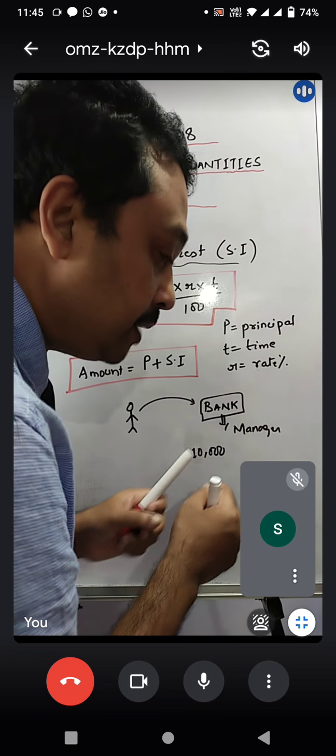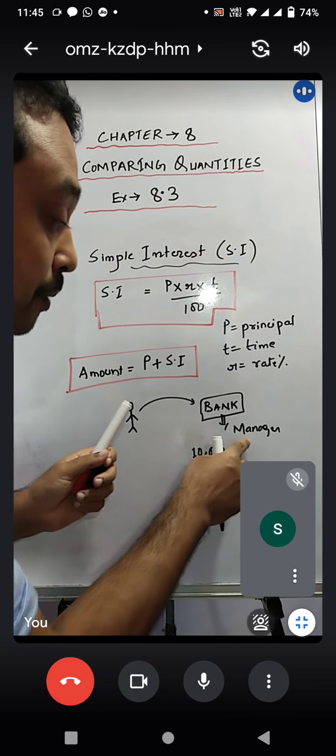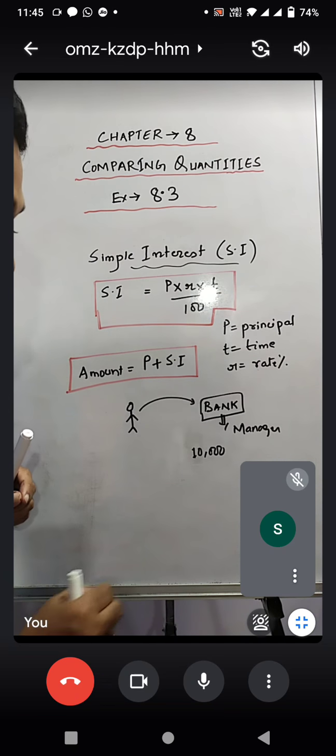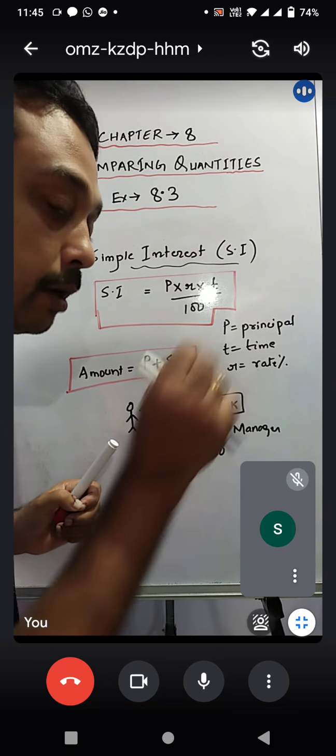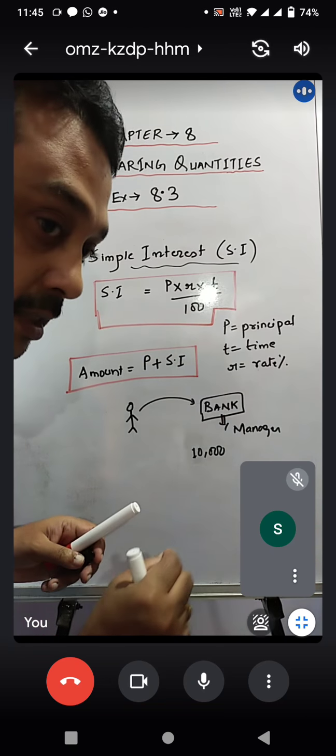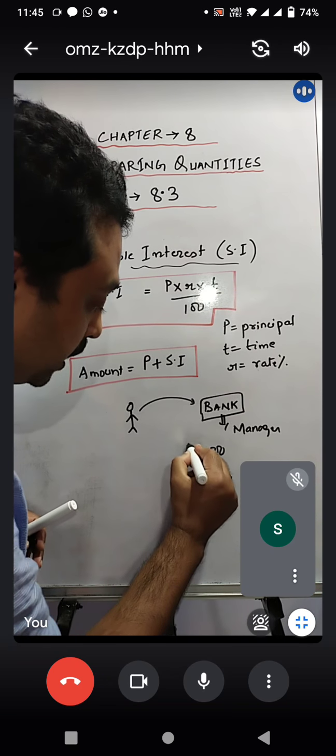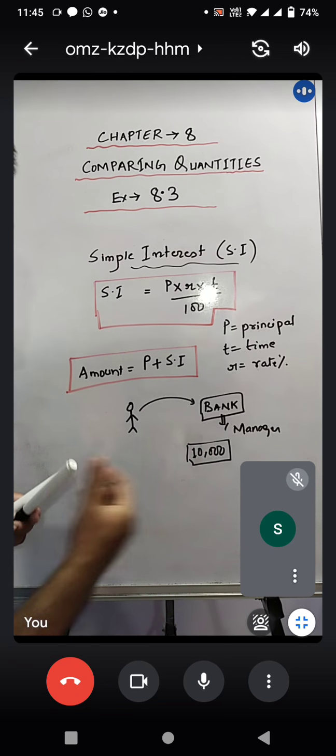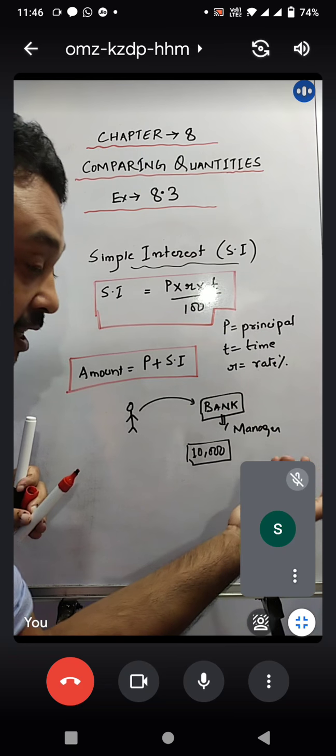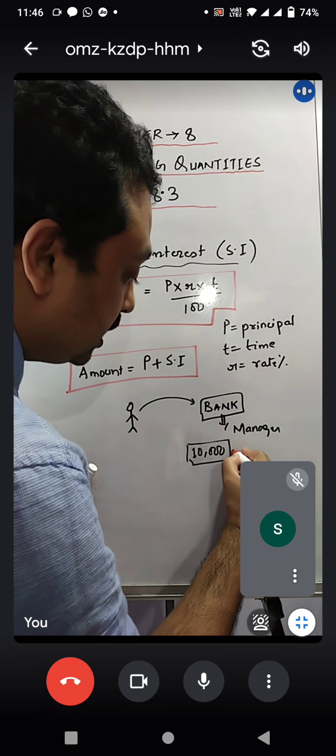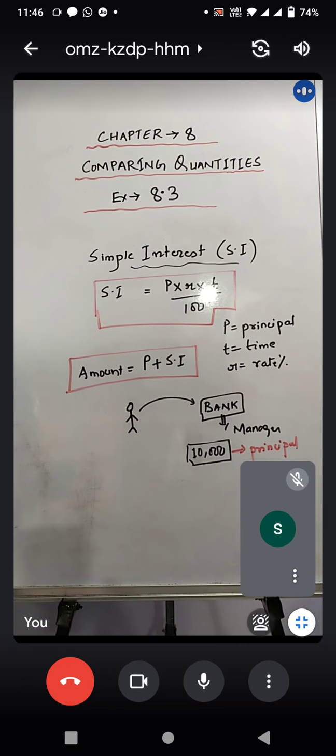So the bank manager is quite happy. He wants to give the loan to him, but he gives some conditions. The manager said to this person, okay, I'm ready to give you 10,000 rupees, but I have some conditions, and you have to follow them. Now, first of all, we'll talk about this particular amount. The money which he is taking from the bank will be considered as principal.